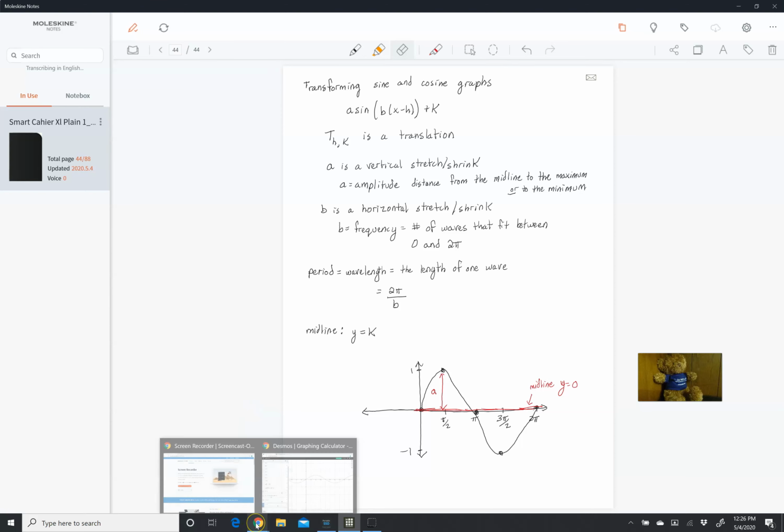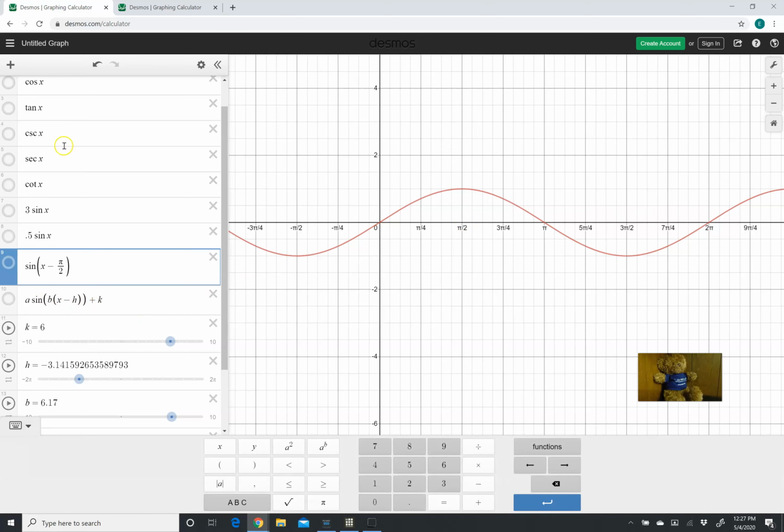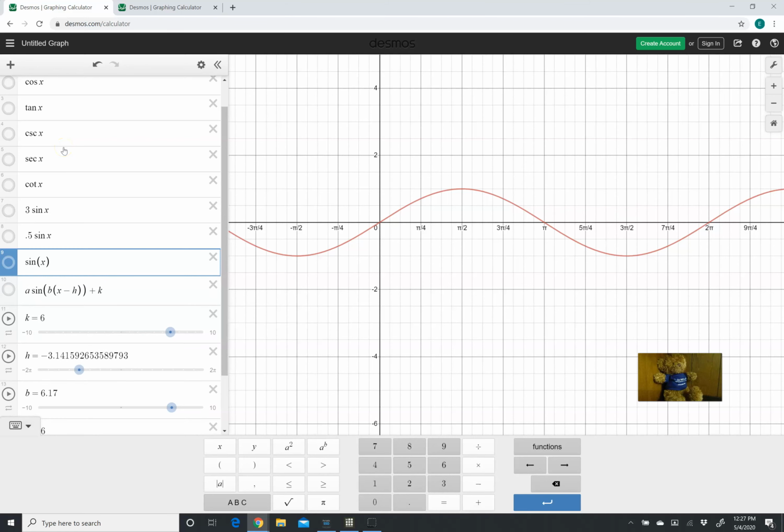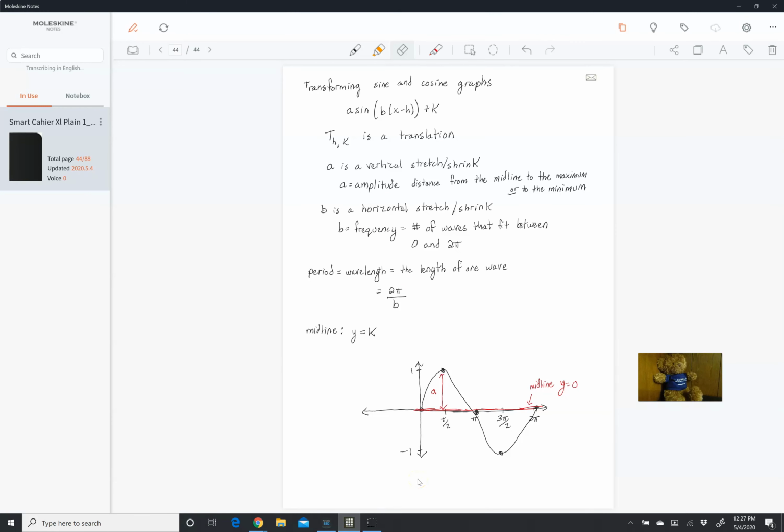So if we go back to this graph, the midline here is at 0. Let's say that we change this to sine of x plus 2. If you notice, now our midline is at y equals 2. That's the very center. That's what goes through the center of the graph. So the midline is at y equals 2 here. Let's just take a couple of examples and identify.